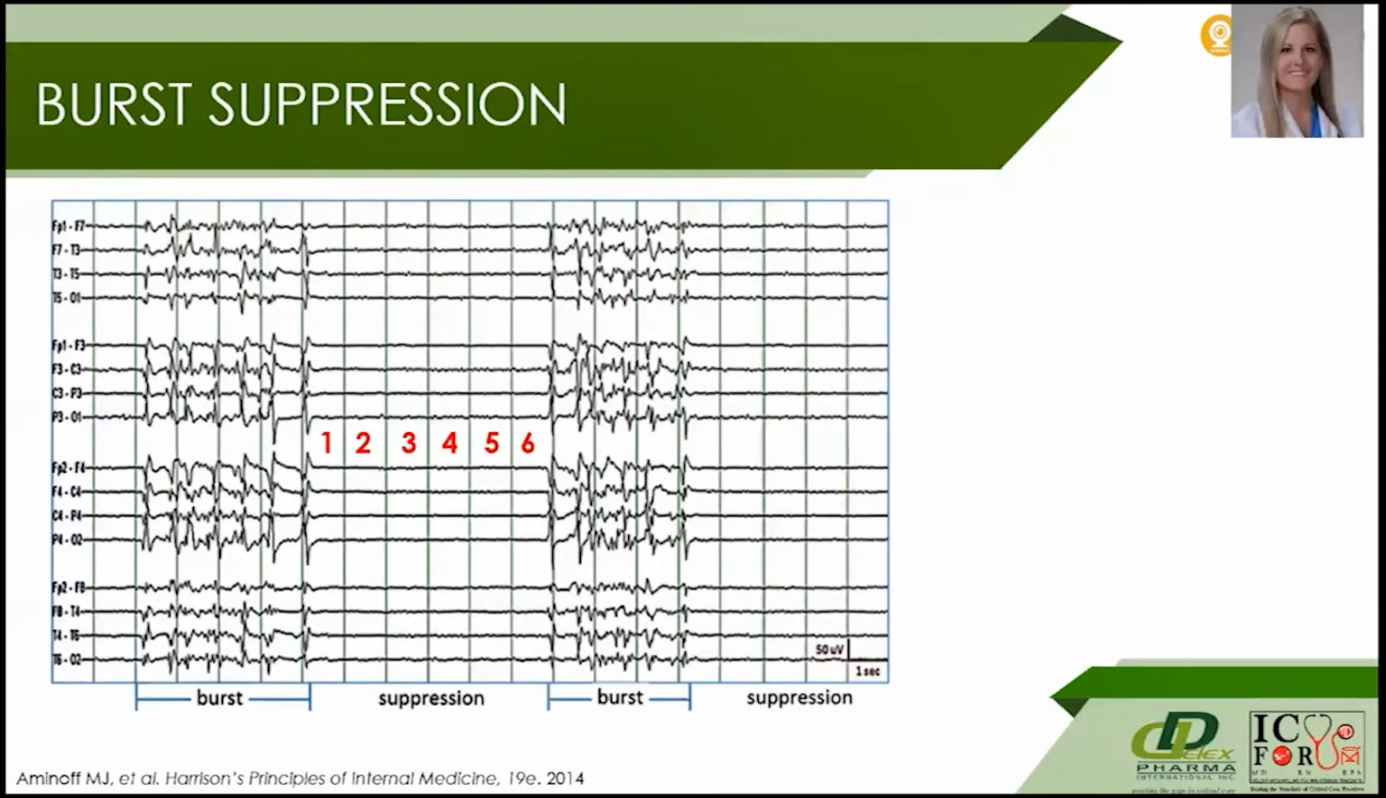we are going to suppress to anywhere from 1 to 6 seconds of burst suppression. And this is what it'll look like on the EEG. So you'll see the burst, you'll see the period of suppression, and I have them numbered here. So this would be an example of 6 seconds of burst suppression.